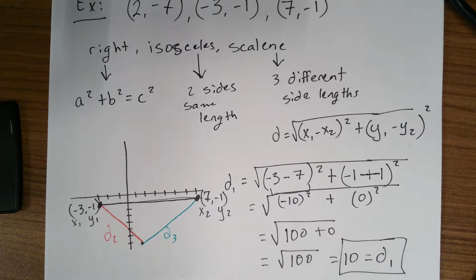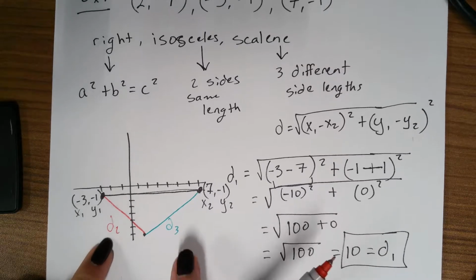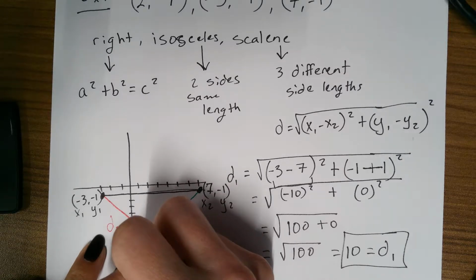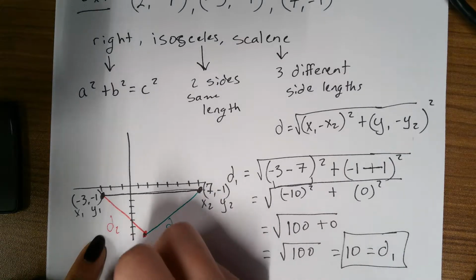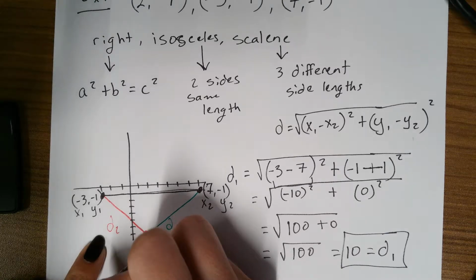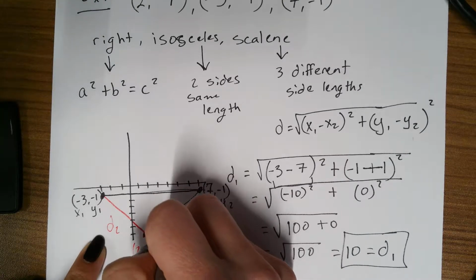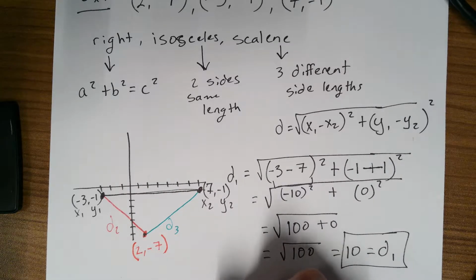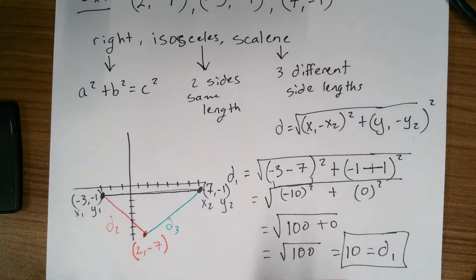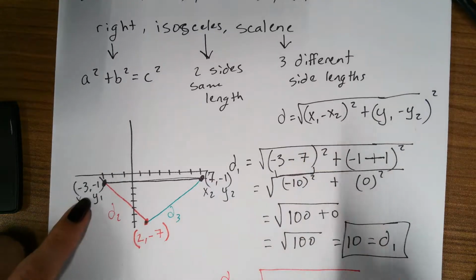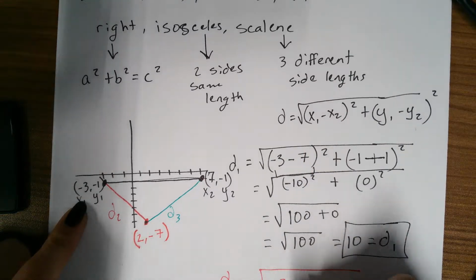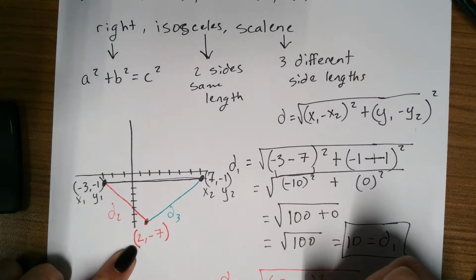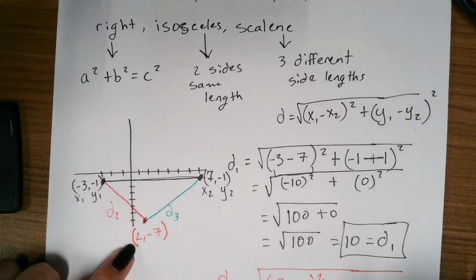All right, so now let's do the same thing. I'm gonna go a little bit quicker now, but we're gonna do the same thing for D2 and D3. Find all the side lengths. So this point down here is 2, -7. So D2 is going to be the square root of the difference of my x values. So let's do -3 minus, as part of the formula, 2 squared plus the difference of my y values.